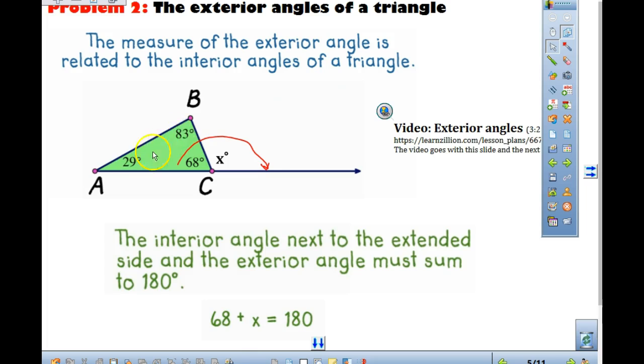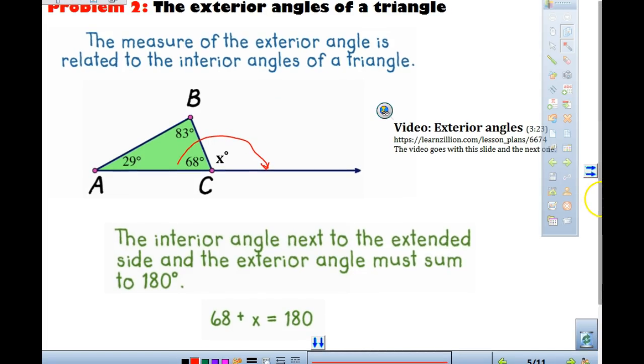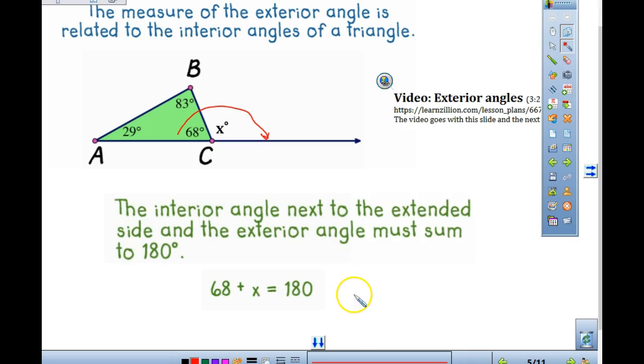The other thing we could have done is add 29 and 83. Does it give us the same answer? What do I get when I add 29 plus 83? Do I get the same as if I take 180 and subtract 68? What'd you end up with? 29 plus 83 gives us 112. Do I get the same thing when I subtract here? Yep, exactly the same, right?